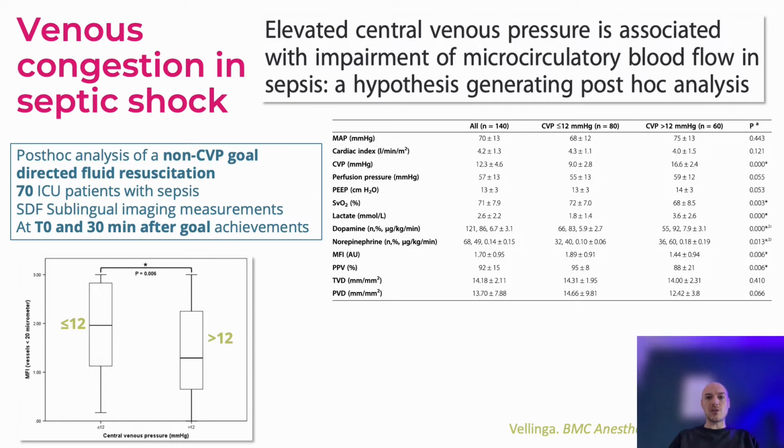And in addition, the percentage of perfused vessels was higher without a significantly increased TVD or PVD. So it means that the convective component of the microcirculation is possibly improved, while the diffusive component remains unaltered, at least within the time frame of the measurements.